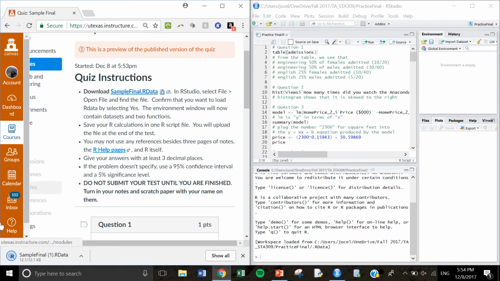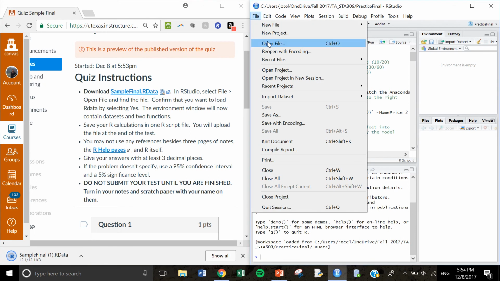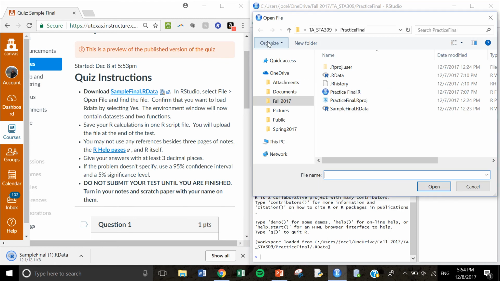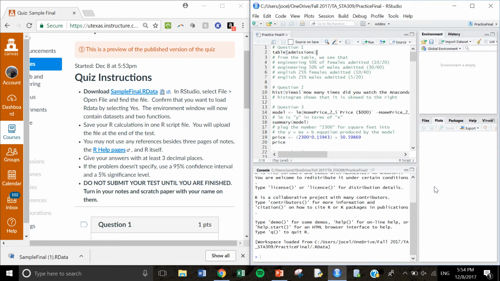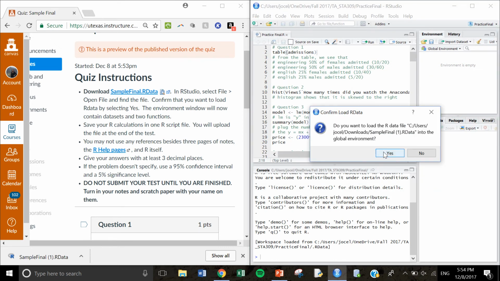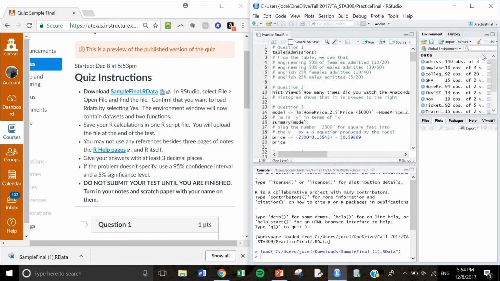We just download the R data, and then you do File, Open File, and go to your downloads. You'll click on that sample final data and hit open and hit yes. Then all of your data will show up in your global environment.